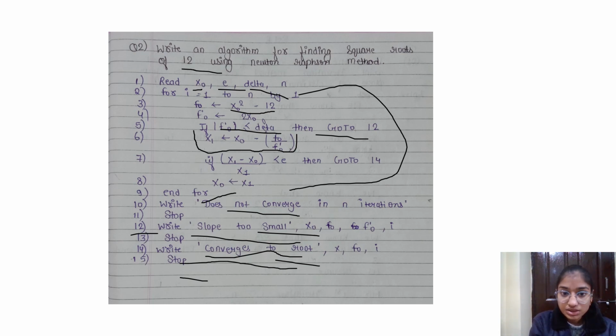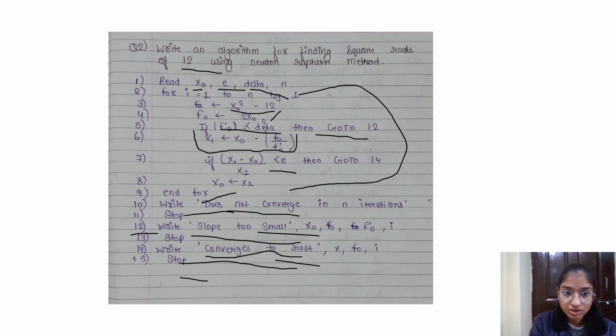If this condition is false till n, it means that we do not get our root till n iterations, or our for loop ends, which means we do not get the convergence root in n iterations. So in step 10 we say that we do not get the root in n iterations, and the algorithm will stop here. So this is the Newton-Raphson method for finding the square root of 12.